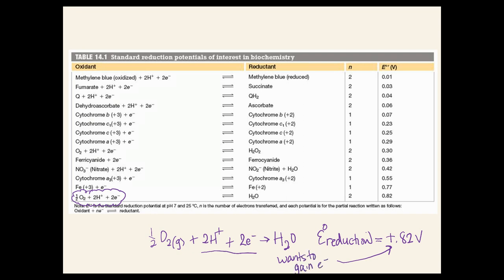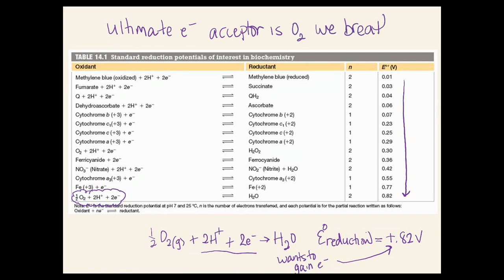So how do I read these charts? The more positive this number is, and see how they're getting more positive as we go down, it means that they want to gain electrons the most. So at the very end of this process, the ultimate electron acceptor is the oxygen we breathe. The oxygen that we breathe in is going to accept all the electrons flowing through this process.